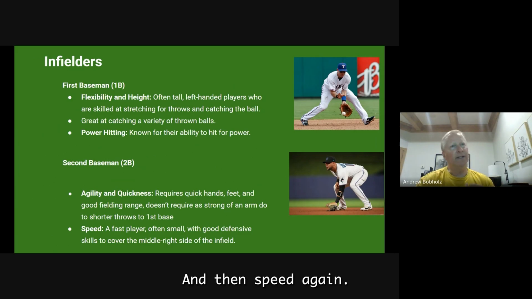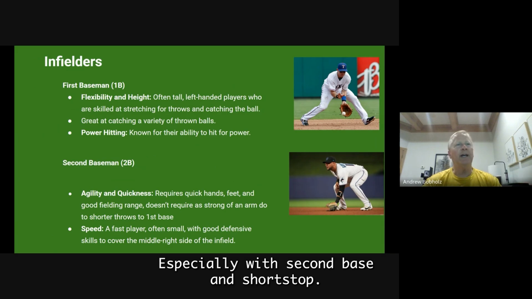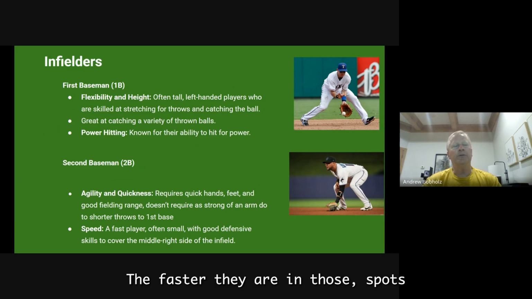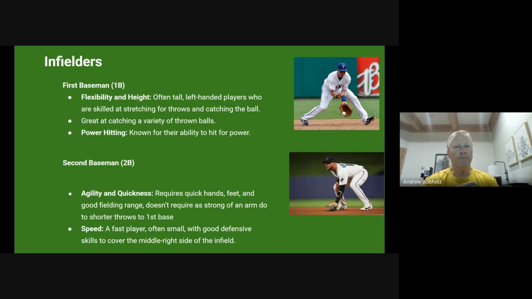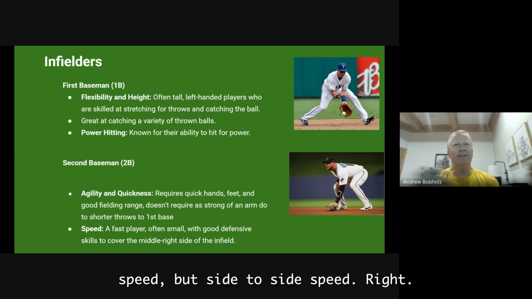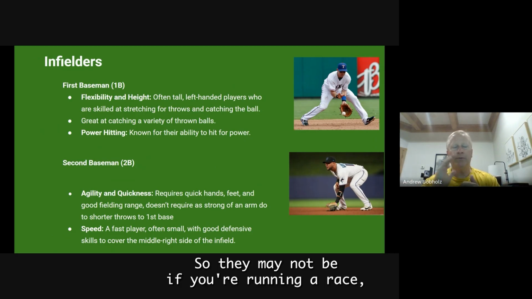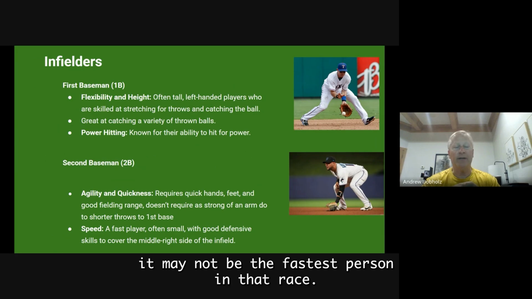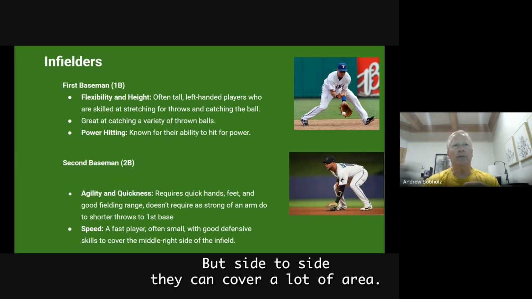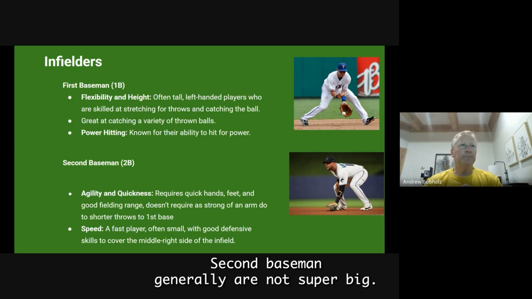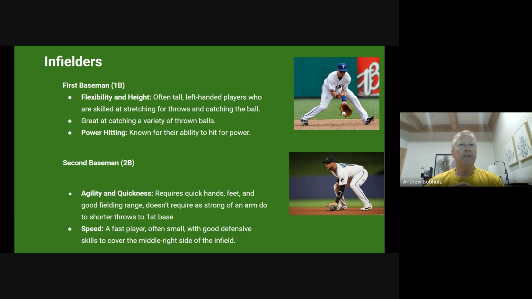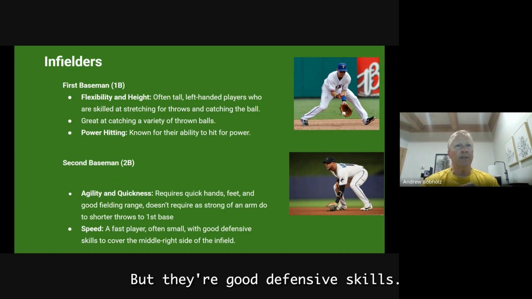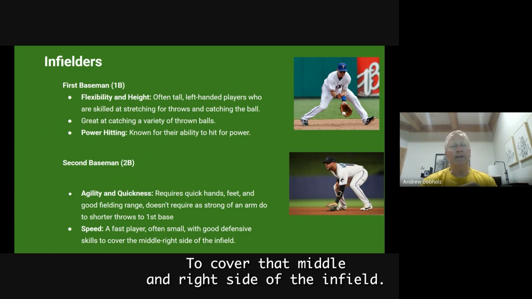And then speed, again, especially with second base and shortstop, the faster they are in those spots, and not necessarily forward and backward speed, but side to side speed. If you're running a race, it may not be the fastest person in that race, but side to side, they can cover a lot of area. Second basemen generally are not super big. Again, we're looking sometimes for those smaller, faster guys or girls, but they're good defensive skills to cover that middle and right side of the infield.